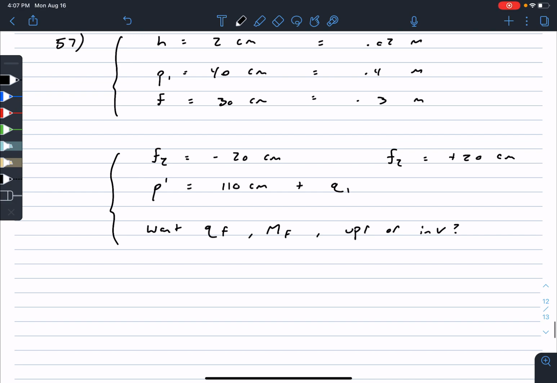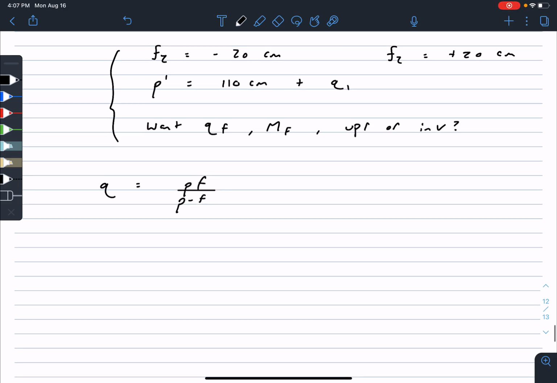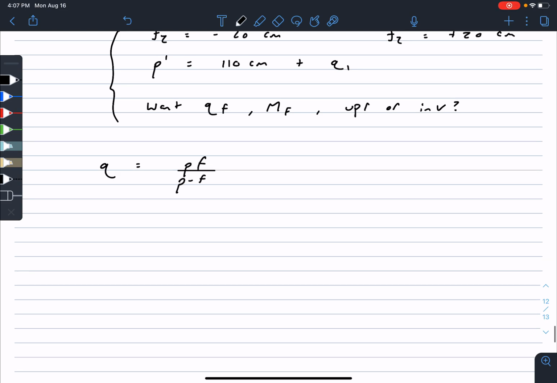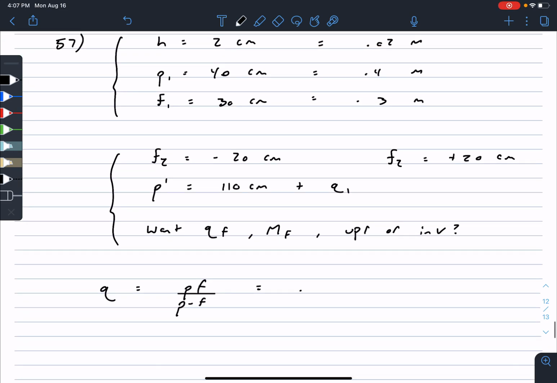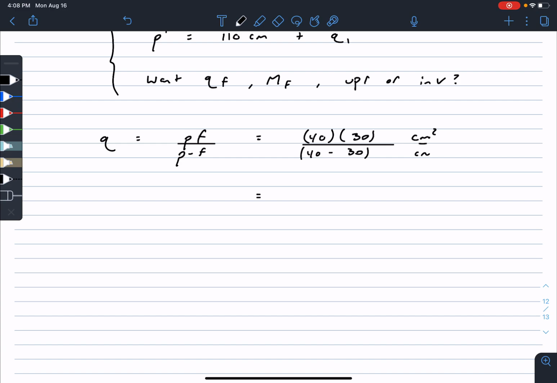So let's determine all the properties we can about the first system. We want to find Q. Recall that it's P times F over P minus F. We'll call this one Q1. So we have 40 centimeters times 30 centimeters over P minus F, 40 minus 30 centimeters. So this gives us a value of about 1.2 meters, 120 centimeters.